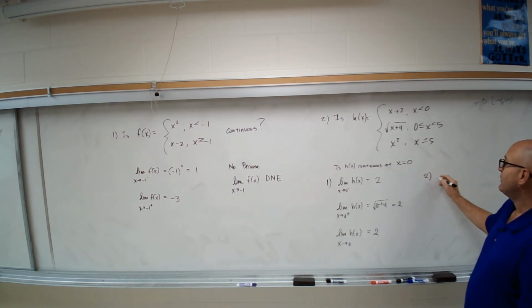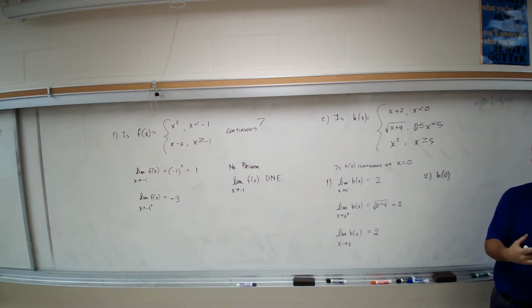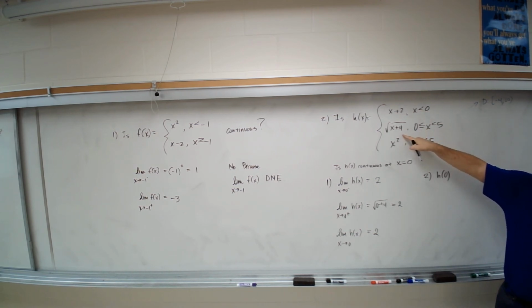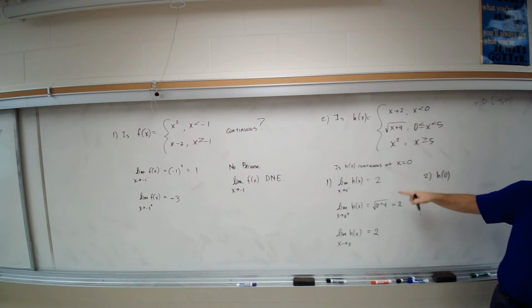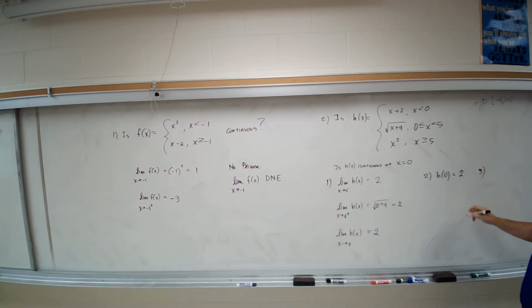So the second thing we want to do is find what is h of 0. So we need to find if x is equal to 0, which rule do we use? That's less than 0, but this is equal to 0. Now, you might have noticed it's going to be the same as the right-hand limit, because it's the same value. So h of 0 is going to be 2. Then our third step is that we can say that the limit of h of x as x approaches 0 is equal to h of 0. The limit is equal to the value for step 3.